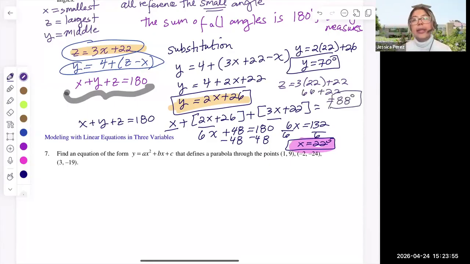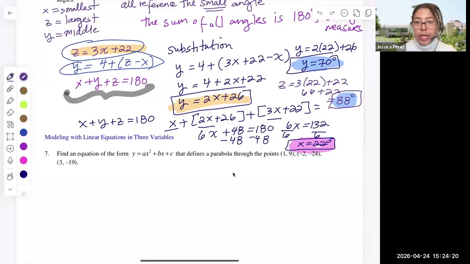Now, if I add 88, 70, and 22, that should give me a total of 180. And therefore, you can check that your solution has been verified. So my solution, my ordered triple, is going to be the point x, y, z. So those are degrees.